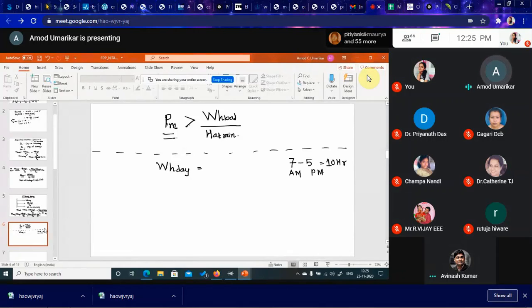So WH day is how much? 48 multiplied by 10, correct? Plus 96 into 1. So 480 plus 96, so it will be 576, correct? Yes, 576 watt hour. This is WH day.